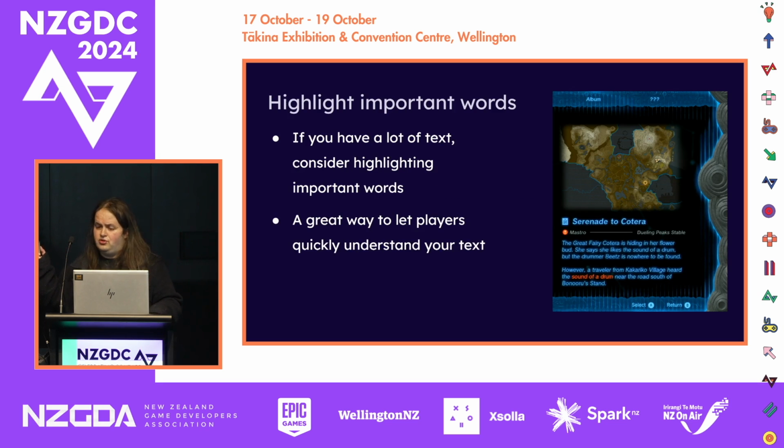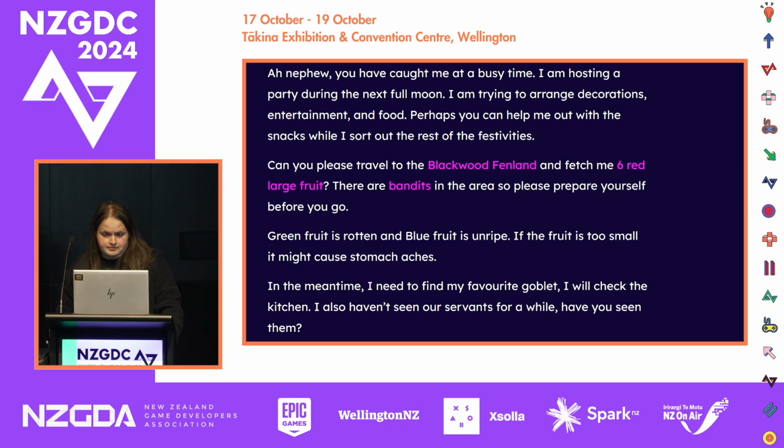Another thing that you can do with very wordy paragraphs with a lot of flavor text is that you can highlight important words, which will help players pluck out important information easily. In this case, from The Legend of Zelda Tears of the Kingdom, this quest log highlights an important detail for completing the side quest. So let's apply those changes to the quest dialogue that I wrote. Let's simplify the language and better structure it. Here it is. So, what was the quest that players were being asked to do? They were being asked to fetch some large red fruit for a dinner party.